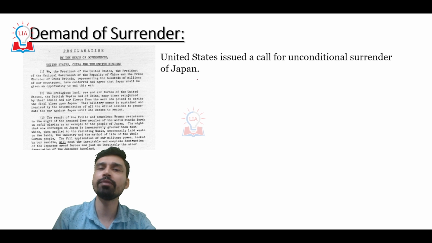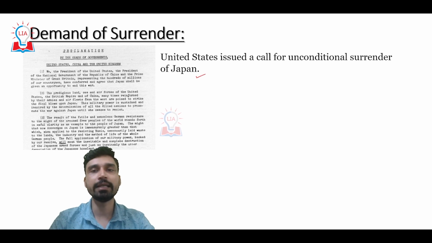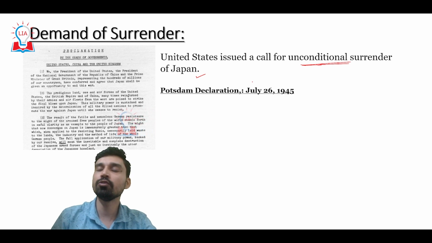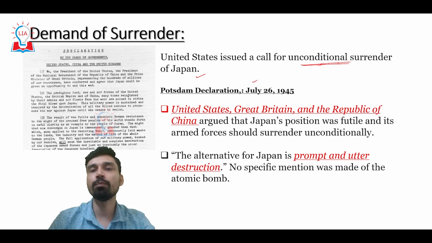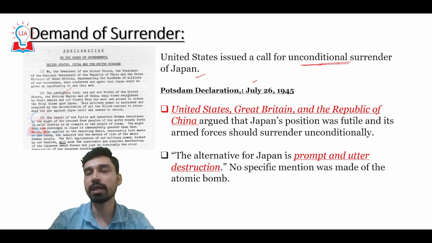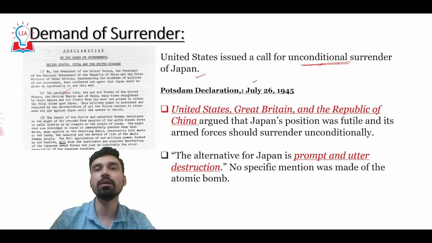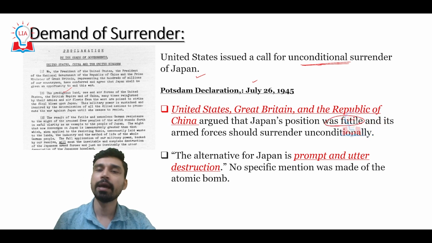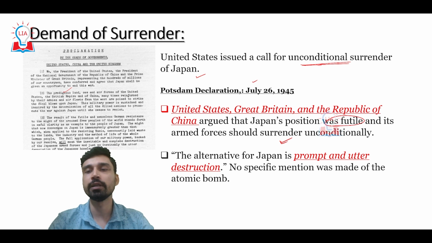So once the Potsdam conference concluded, the United States along with the Allies issued a call for unconditional surrender of Japan. And in this regard, on 26th of July 1945, when the draft of the Potsdam Declaration was released, it was written by the United States, Great Britain, and the Republic of China. Obviously, the Republic of China was at that time participating in the war from the Allied side, because Japan was trying to capture and colonize China during World War II. So the US, Great Britain, and the Republic of China argued that Japan's position was futile in the present context, and its armed forces should surrender unconditionally.